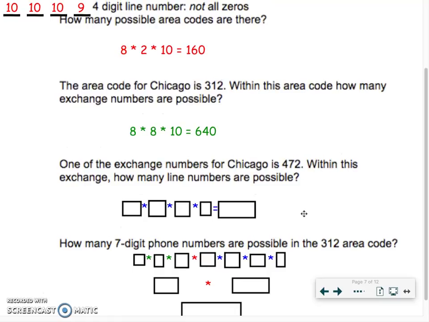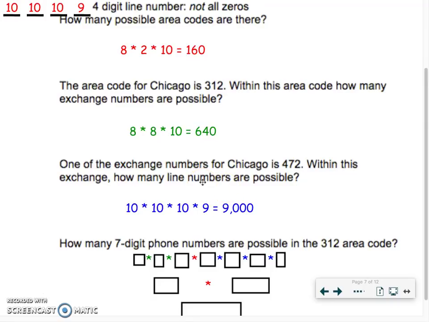All right, now we have one of the exchange numbers for Chicago is 472. Within this exchange, how many line numbers are possible? Well, line numbers, remember, are the 4 digits, where just not all 4 of them can be 0. So we have 10 options for the first, 10 options for the second, 10 options for the third, but only 9 for the fourth to prevent all of them from being 0. And so when we multiply this together, we get 9,000.